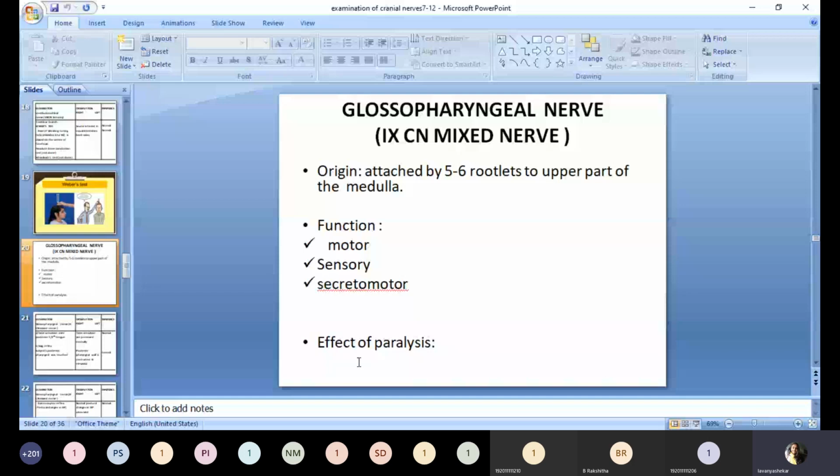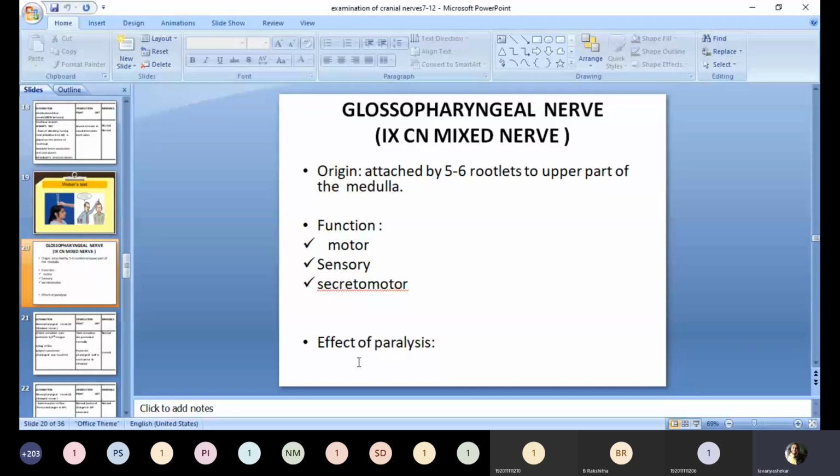The motor fibers supply the stylopharyngeus muscle, and the sensory fibers bring the taste sensation from the posterior 1/3 of the tongue, whereas with the facial nerve it is the anterior 2/3 of the tongue. The mucous membrane of the pharynx is also supplied by the sensory fibers, and the secretomotor fibers supply the parotid gland. The facial nerve supplies the sublingual and submandibular salivary glands, whereas the glossopharyngeal nerve supplies the parotid gland.